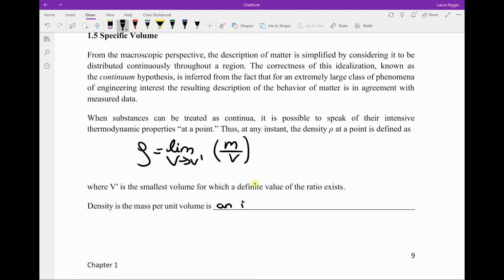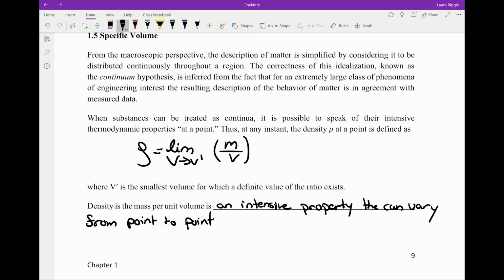It's an intensive property, it can vary from point to point. So the units, so in SI it's the kilogram per meter cubed, and in English it's pound mass per foot cubed.